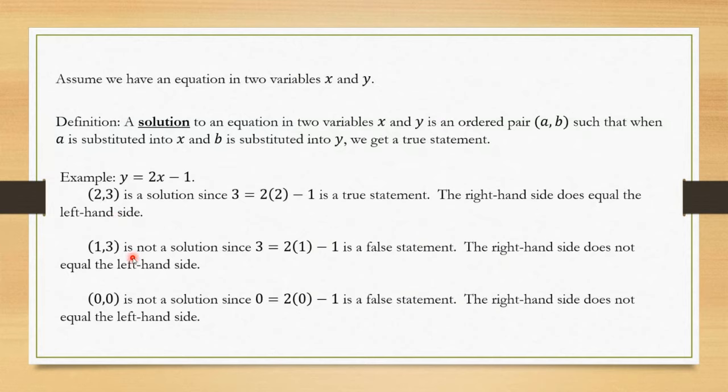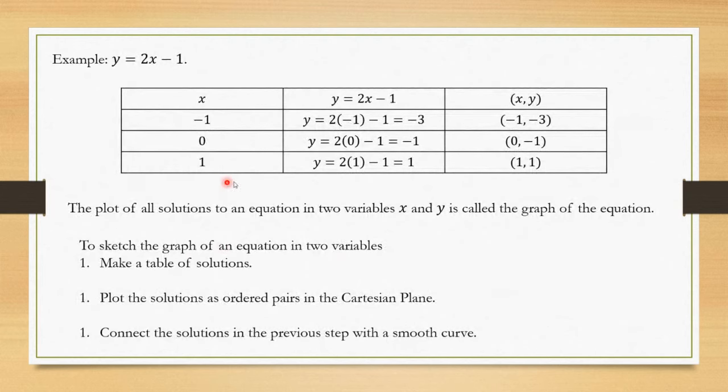But if you replace it with something like this, 1, 3, the equation is not a true statement, it's a false statement. So because of that, 1, 3 is not a solution. So that's what happens here. Okay, so now we did this last time, but this is actually tied to graphs of equations.